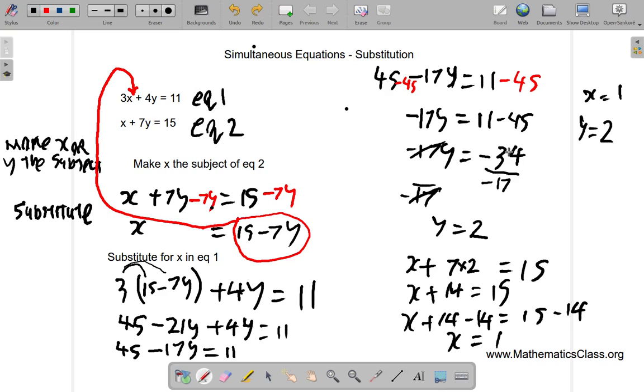Alright? What I want you to do now is to substitute y equal to 2 in equation 1 and see if you get the same thing. Okay.